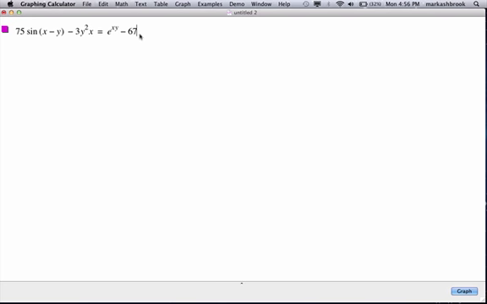Here's an equation, and notice this is different than the types of equations we've been working with so far. Now this is a little different because the x and y are kind of interlocked together. Our goal is to find the rate of change of y with respect to x for this relationship of x and y.